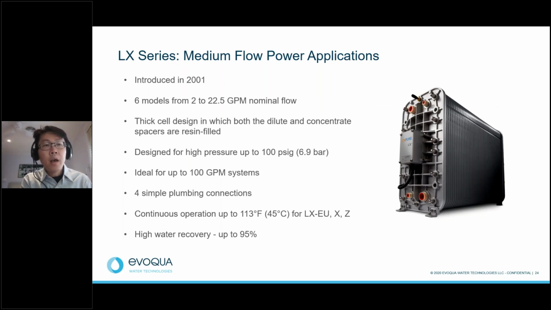So the LX series is a medium flow power application, introduced in 2001. In this series, we have 6 modules from 2 to 25 GPM of flow rate. It's a fixed cell design where all of the compartments have resins. It's designed for high pressure up to 100 psi. It's ideal for systems up to 100 GPM, so all the plumbing is very simple. There are only 4 plumbing connections, 2 inlet and 2 outlet. It's capable of continuous operation up to 45 degrees Celsius, and it has a water recovery of up to 95%. So it means that only 5% of the water is being wasted.